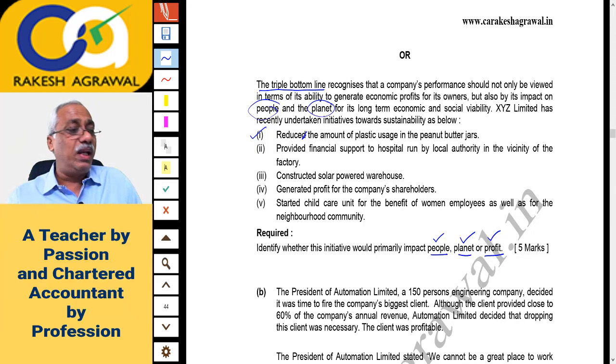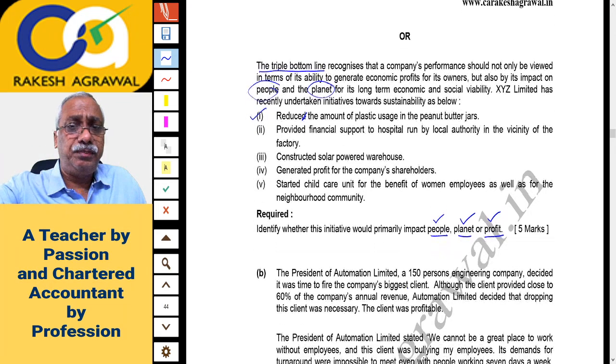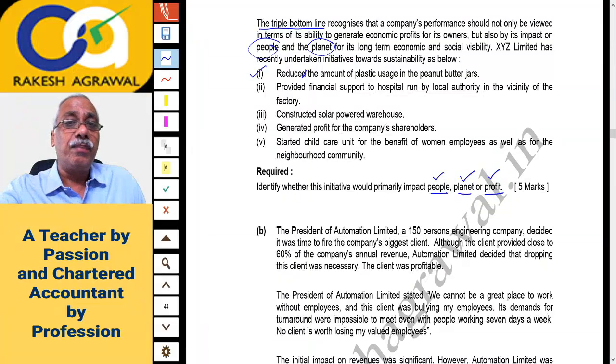So people, planet and profit, in three you have to divide, and go ahead. So very simple, let's go ahead. But you try on your own. You should hit all 5 out of 5, right?